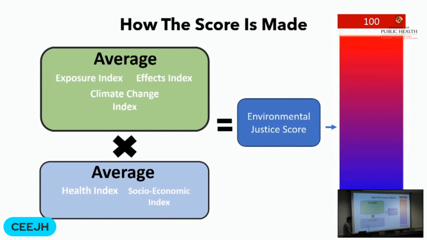So when we take our individual data sources, the way we create the final score is we take the average of each one of these sets of indices, each one of these bins, we multiply them together, and then we get an EJ score. And similar to the index score, the number itself is meaningless. So we have to put it on a relative scale, which we do from 0 to 100. Essentially, we just reclassify the numbers so that they are in a more legible format.